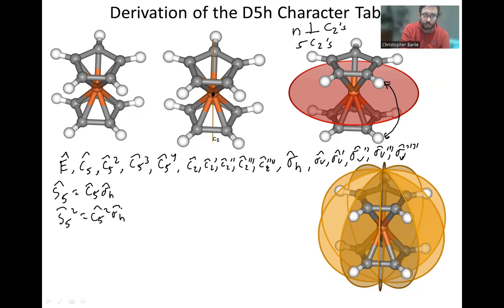Followed by a sigma h twice. Well, sigma h twice takes top to bottom and then bottom to top, so that does nothing. So that's just equal to C5 twice. So that's not a unique operation.